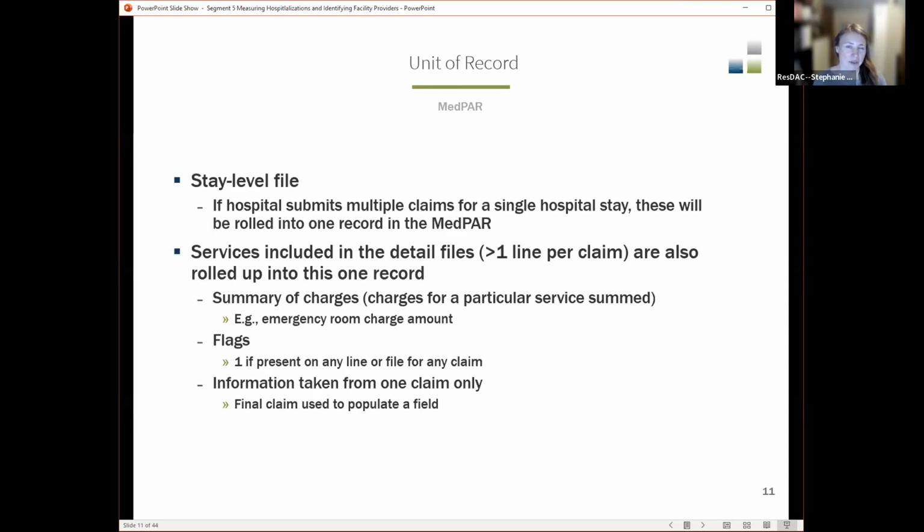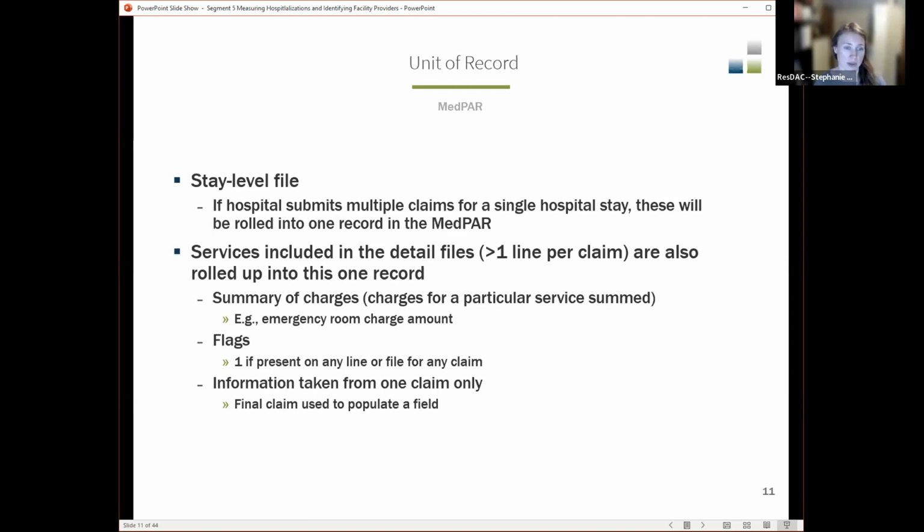If you remember Becky talking about the revenue center file that comes with the encounter records, it's a similar setup for fee-for-service, and there can be multiple lines. In order to bring that up to one line per stay, sometimes these are summarized by summing charges. There may be a flag that's created based on whether or not something's present in one of the detail files. Or sometimes the information is, for example, the diagnosis codes from the last claim of the stay. You can get information as to how these are calculated in the MedPAR data documentation in the code book.